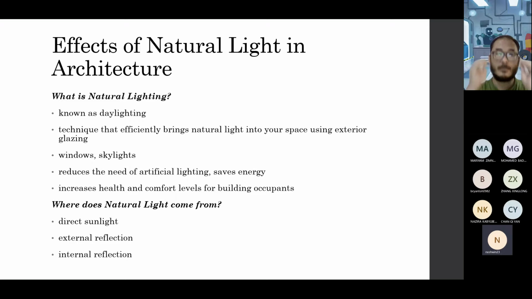So where does natural light come from? Natural light usually comes from three main sources, which are direct sunlight, external reflection, and internal reflection.